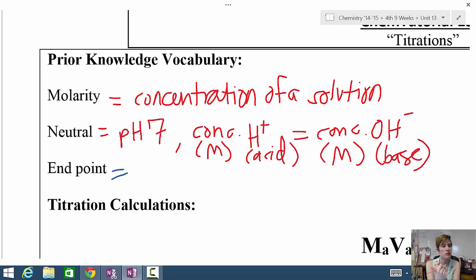What do they always form, guys? When you have a neutralization reaction and your acid and your base come together, what two things do you always form? Water and salt. Yes! Say it loud so everyone can hear. Water and salt.